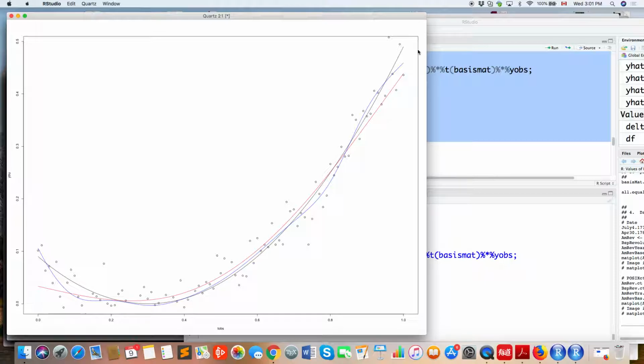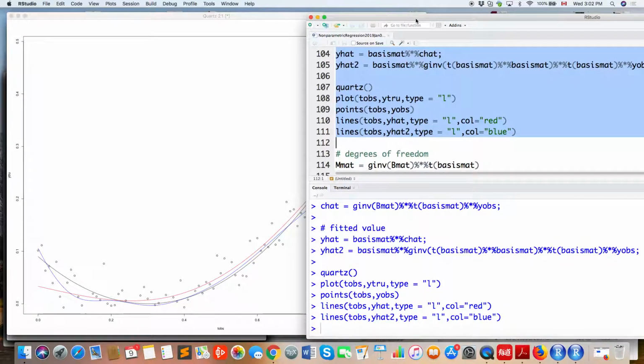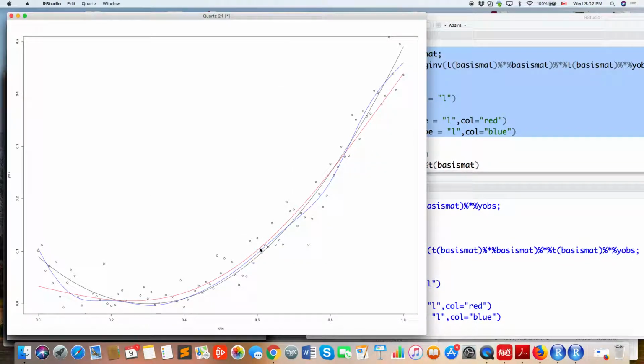So this is a little bit different now. The red curve is when we're using the roughness penalty, the blue curve is when we don't use the roughness penalty, and the black curve is the true curve. You can see here at least the red curve is a little bit smoother than the blue curve, right?